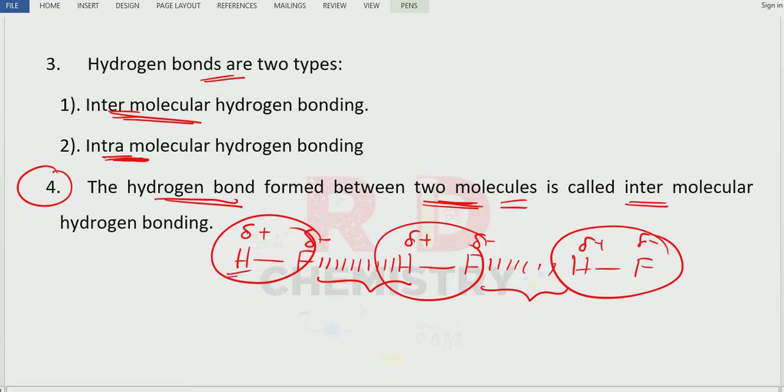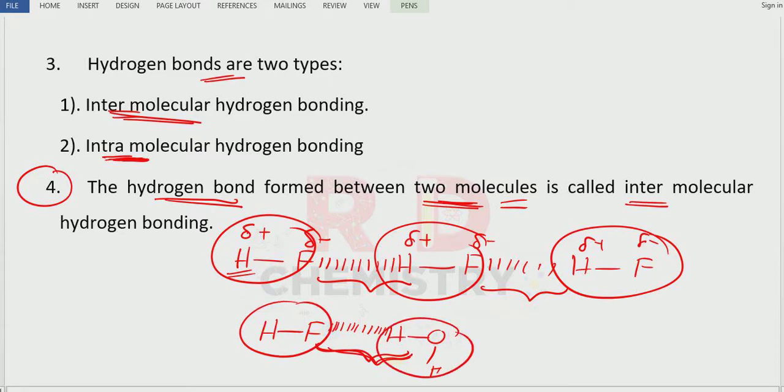The molecules can be the same, HF, HF, HF, or it can be like this. When HF is dissolved in water, water can be written like this, correct? So the fluorine of HF can attract the hydrogen of the neighboring water molecule. This is also intermolecular hydrogen bonding, but with a different molecule. The two molecules can be the same, or the two molecules can be different. Clear?